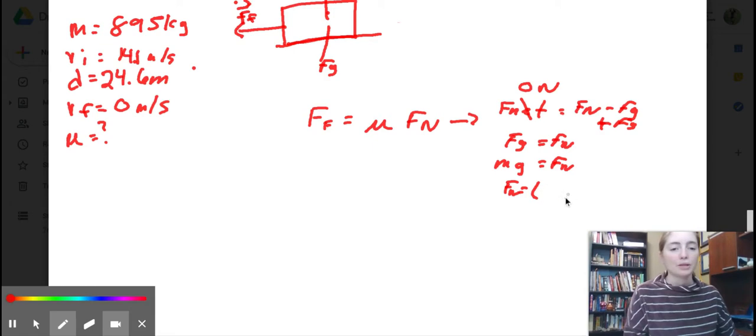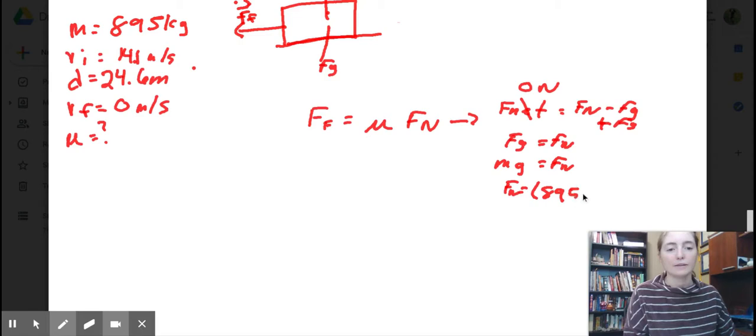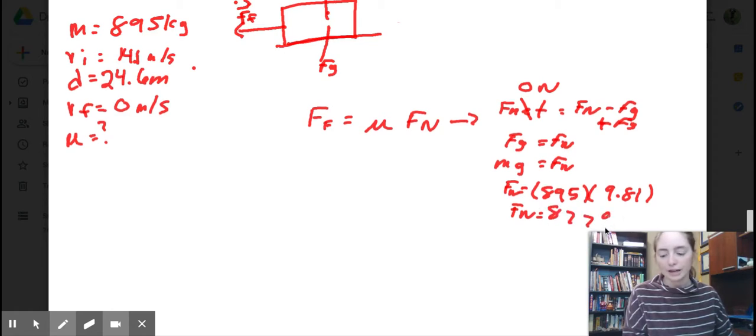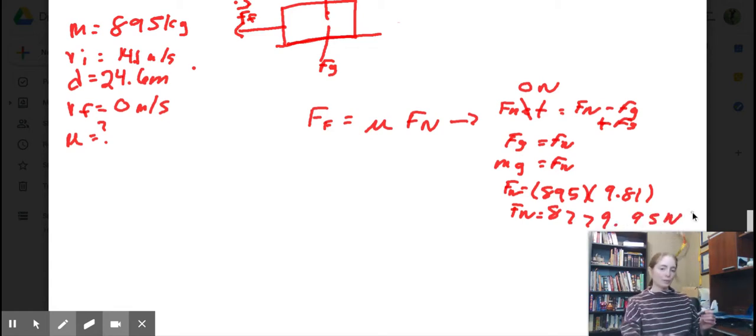There we go. So my normal force is going to equal my mass of the car, which is 895 kilograms, and we multiply that by 9.81. So my normal force here is going to equal 8,779.95 newtons. Okay, so I'm going to leave that value there for now, and then we'll come back and use it later. Because in the meantime, we need to figure out our force of friction here.